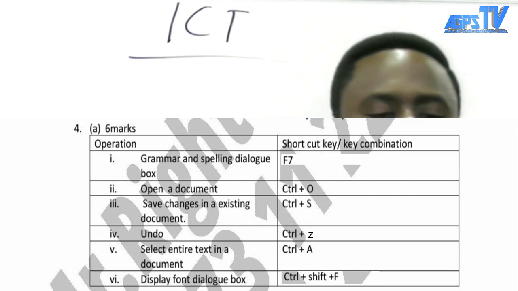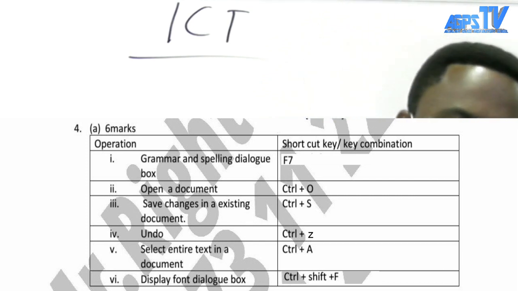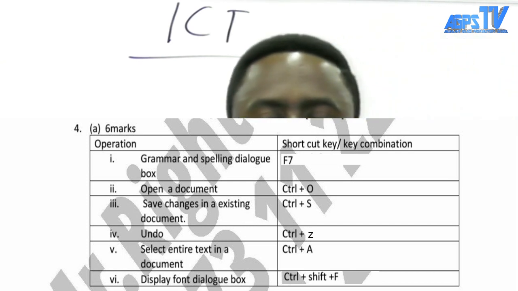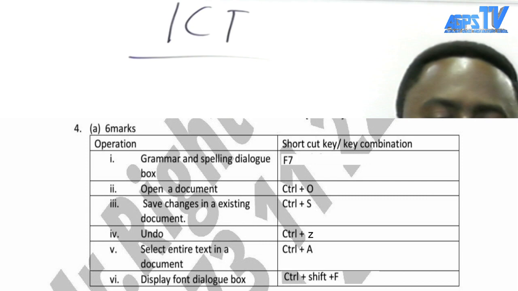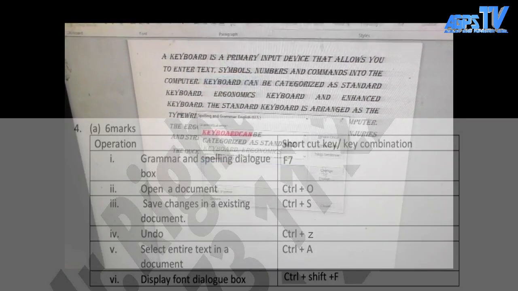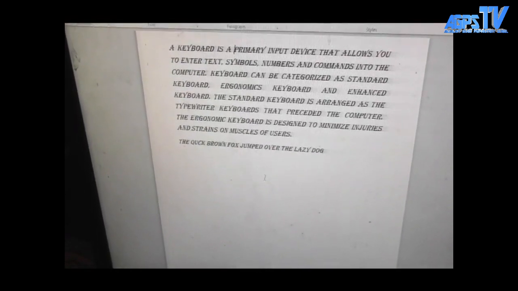Then the II is open a document, and the keyboard combination or shortcut is Ctrl+O. Now let's see how that is done. Ctrl+O.